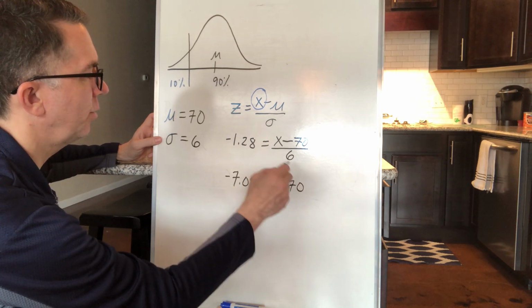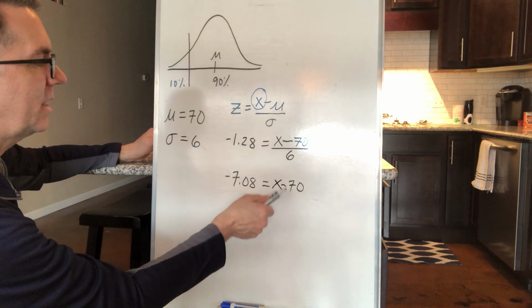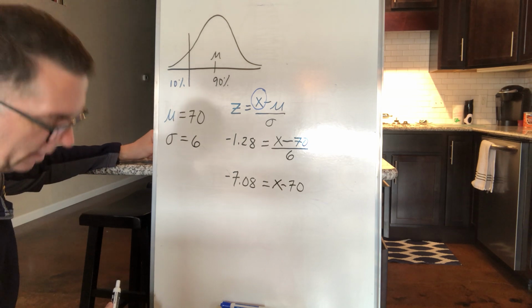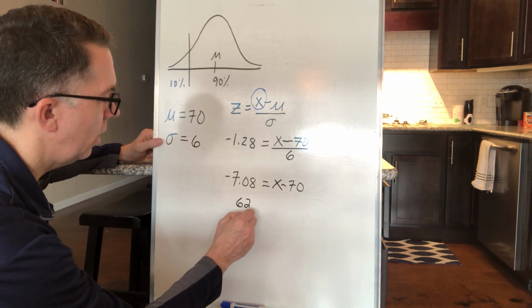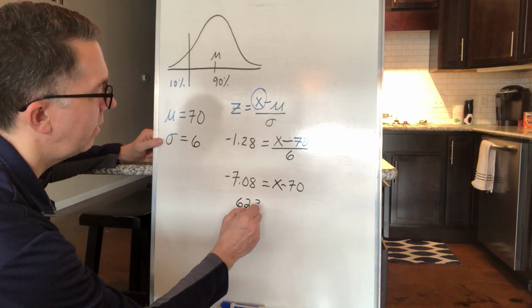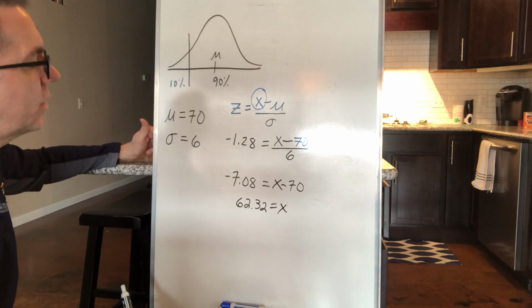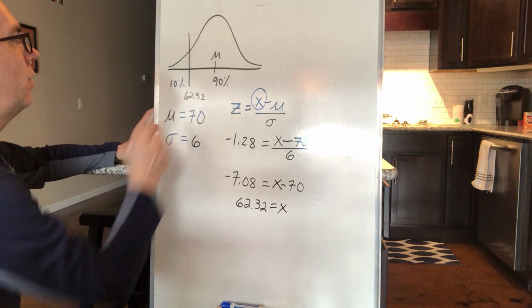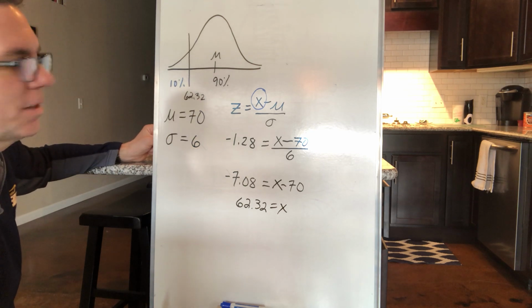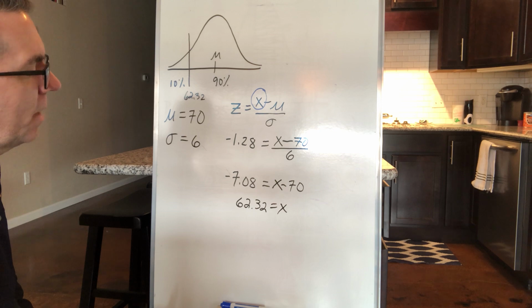All right, if you remember algebra, you're going to multiply by 6 on both sides. Now I'm going to add 70 to both sides. When I add 70 to both sides, I'm going to get a 62.32. And that's our value for x. So anybody that scores below a 62.32 would have to retake the class based on this information. Okay, that's the bottom 10%.